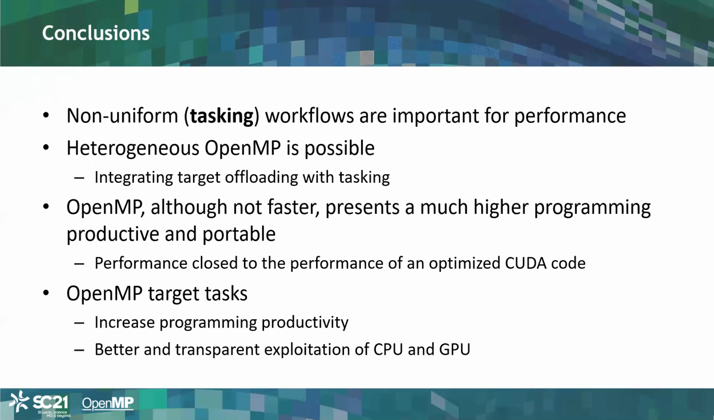So basically, the idea of integrating target offloading inside OpenMP tasks looks like a good way to get good performance on a heterogeneous system. We propose OpenMP target task to increase programming productivity, to make OpenMP code even simpler for implementing heterogeneous code, and to make the specification even more transparent and more efficient, in particular for CPU and GPU communication.